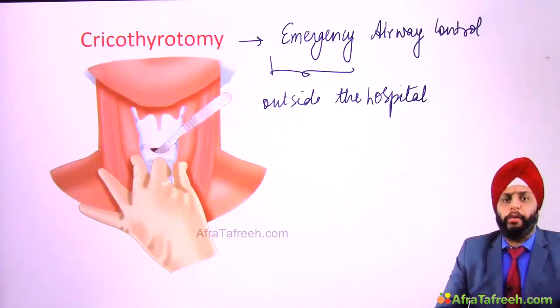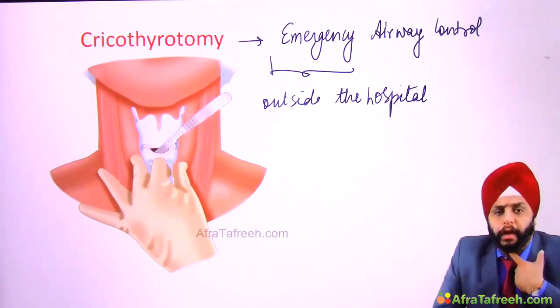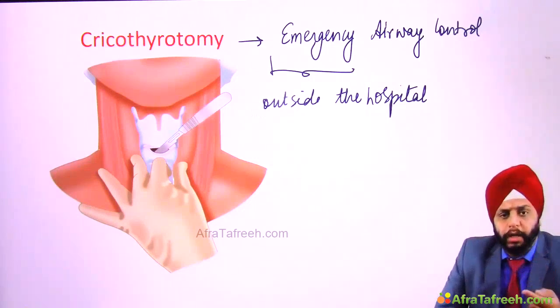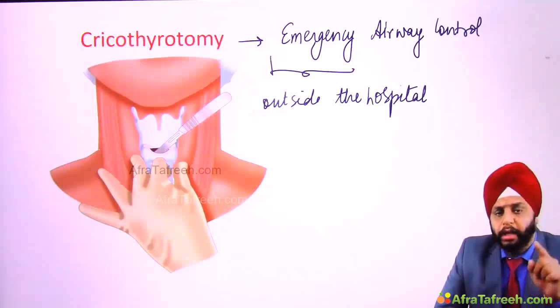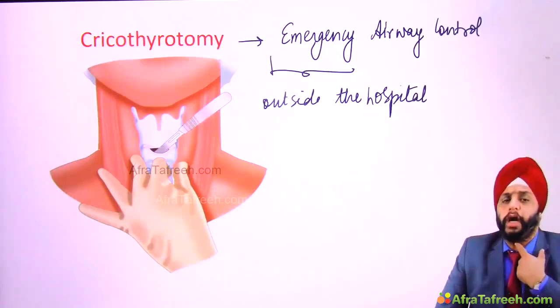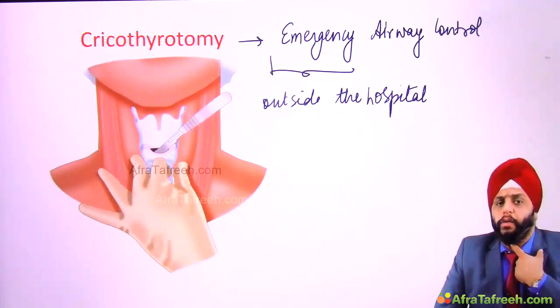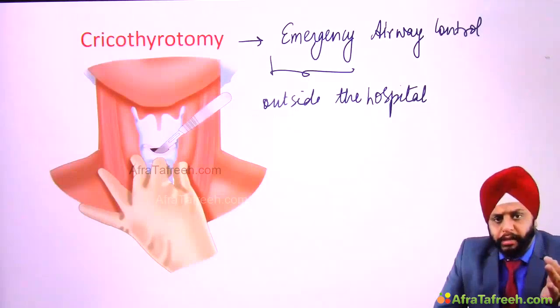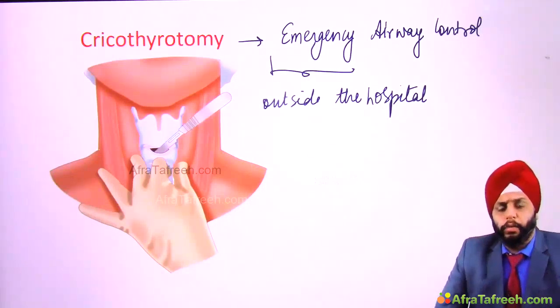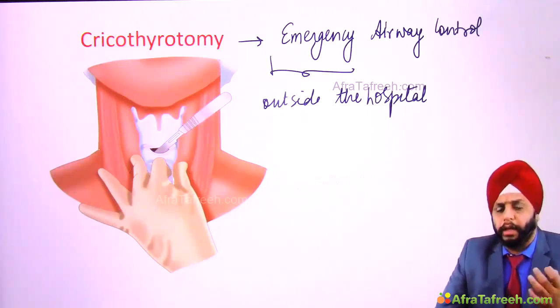All right. So what you do is you have this cricothyroid membrane. This is just below the skin. All right. So you identify the thyroid cartilage and you go below it. There is a dip. All right. Now there is no vessel in the center. So what you can do is you can take a knife. If the knife is not available with you, you can just take a pen.